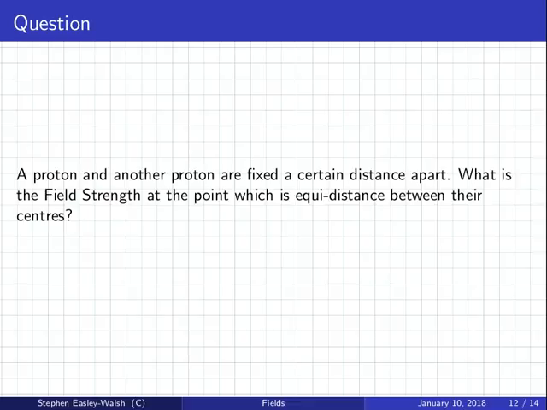A proton and a proton are a distance apart. Proton here. What is the field strength in the middle? Equidistant between the protons, and you're in the middle. What's the field strength there? Nothing, yeah. Why? They cancel. In fact, if you have two fields that are in opposite directions, they can cancel. Like forces. If you pull left and you pull right, then you can have nothing.